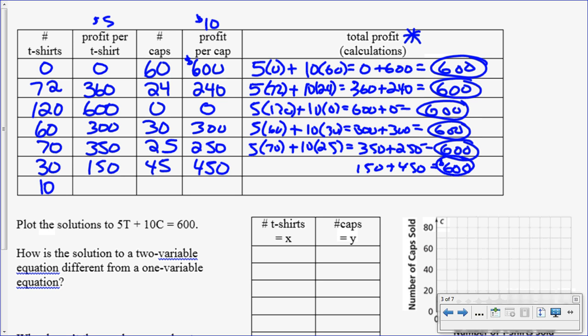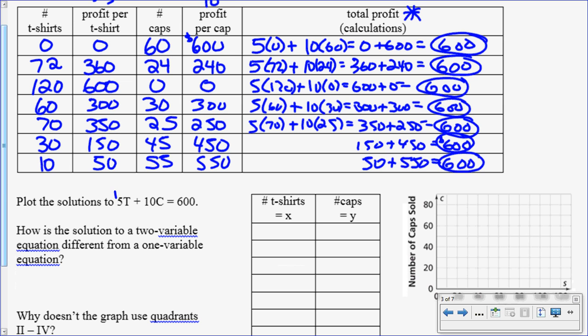And then 10 and 55. 10 times 5 is 50, and 55 times 10 is 550. So 50 plus 550 is $600. So again, what do all these points have in common? They all equal $600. That means that these points make our equation true. And as you can see just under this table, this is our expression.